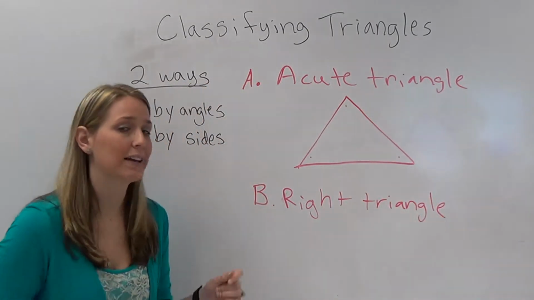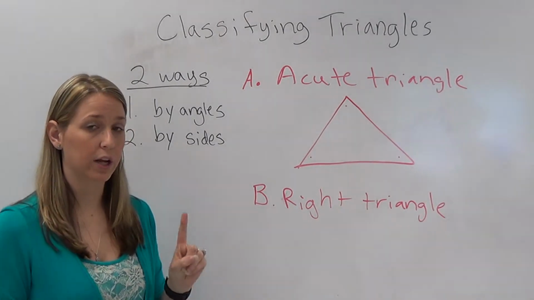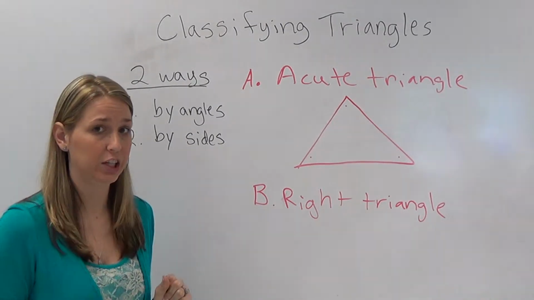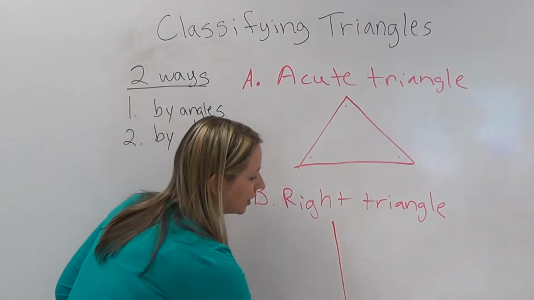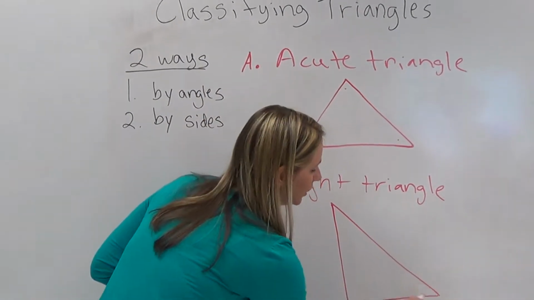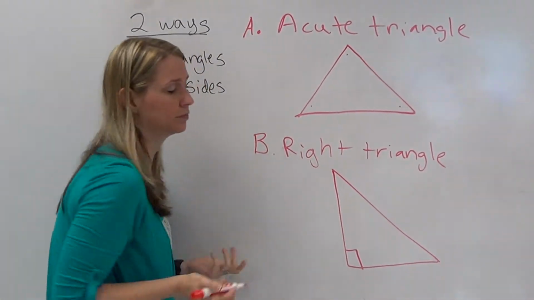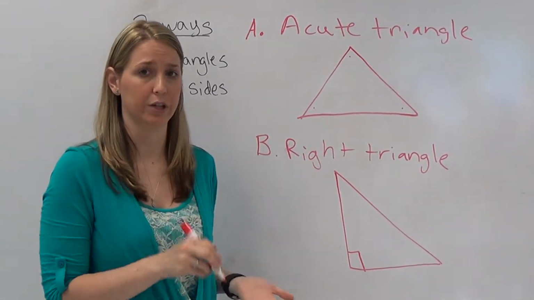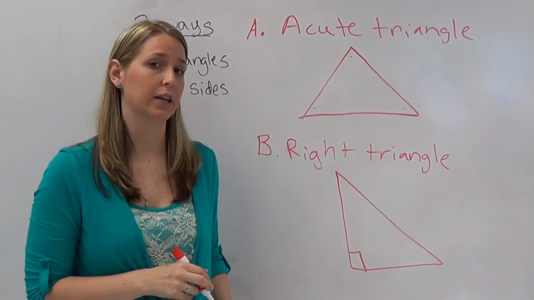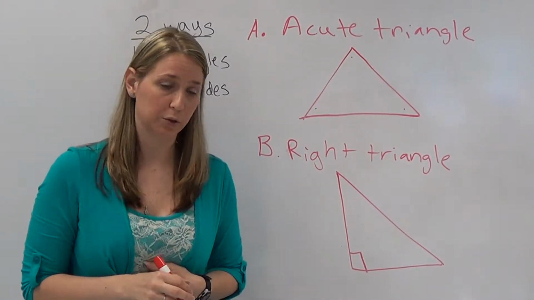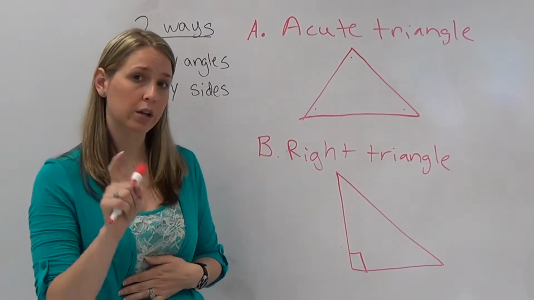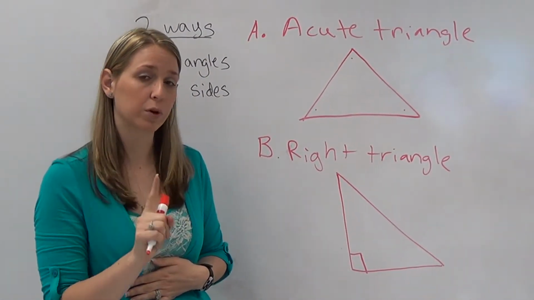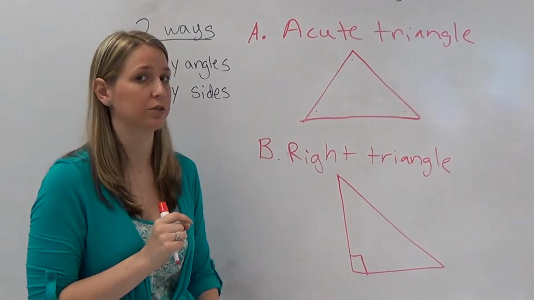And a right triangle has only one right angle, and a right angle is an angle that is 90 degrees. So it usually looks something like this. And usually you see a little box in it that tells you it's a right angle. Sometimes you may see a 90 degrees, but mostly you'll see a little box, and that tells you it's a right angle. Okay? So when it has one right angle, it makes it a right triangle.